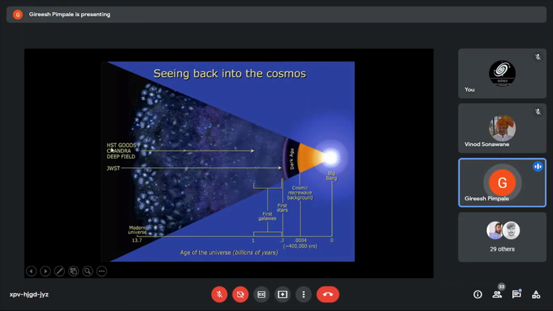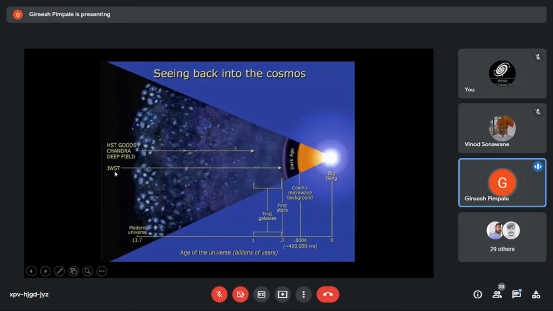So see, the Hubble Space Telescope, HST, has seen up to this point in the past. Hubble Space Telescope has taken observations up to this point. Now what is this point? Let us come down. It is 1 billion years. 1 billion years after what? After Big Bang. So the Hubble Space Telescope has been successful to record the readings, to take the observations up to this point, and that point is 1 billion years after the Big Bang.